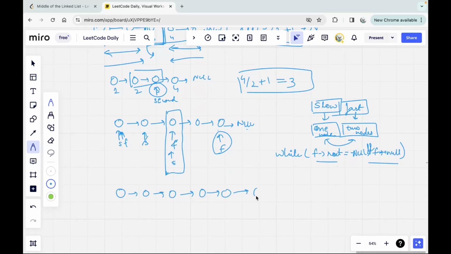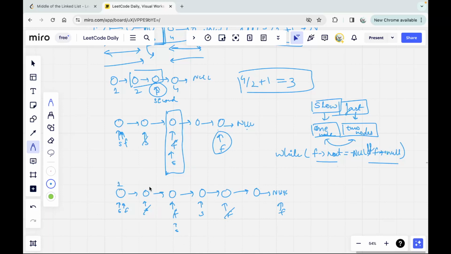Let me take 6. So when we have an even number of nodes, your slow pointer initially is here and your fast pointer is also here. Then your slow pointer will come here in the next iteration, fast will be here, correct? Then your slow will come here, your fast will come here. Then your slow pointer would be here and your fast pointer would become null, right?